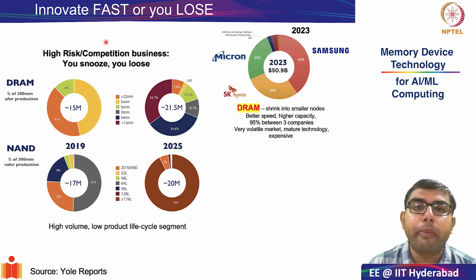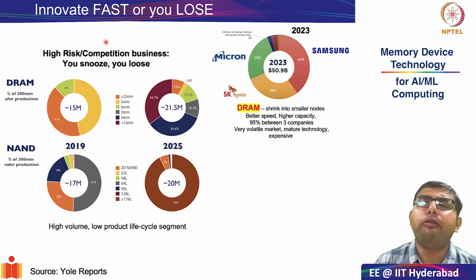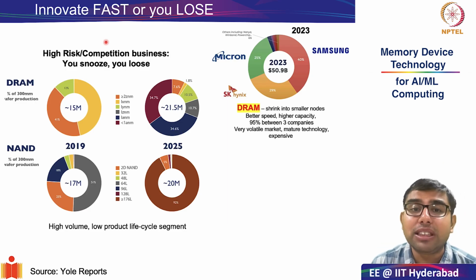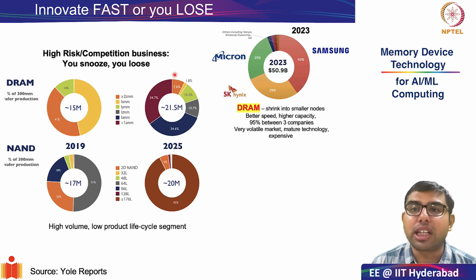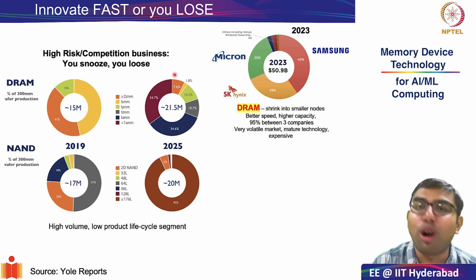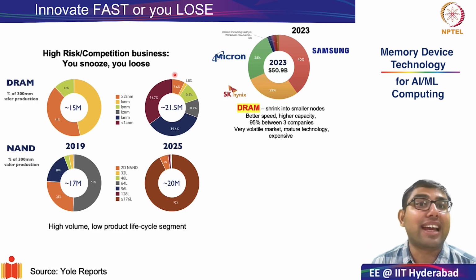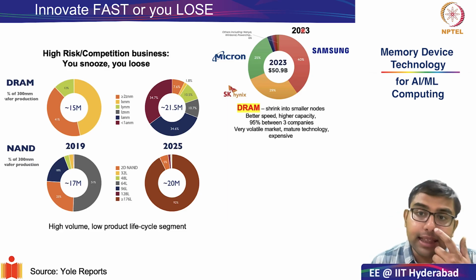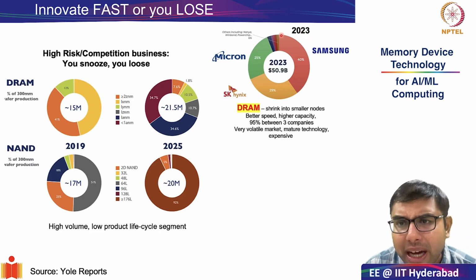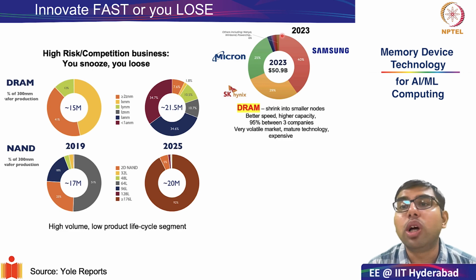And this is what makes the memory market, or memory business, very competitive. It's a high risk business, and as they say in the US, you snooze, you lose. It means if you are not up and running, you will lose market share. And that has been the story of a lot of companies. Let us not take names over here, but let's look at how in 2023 the DRAM market's maximum market share was held by 3 companies.